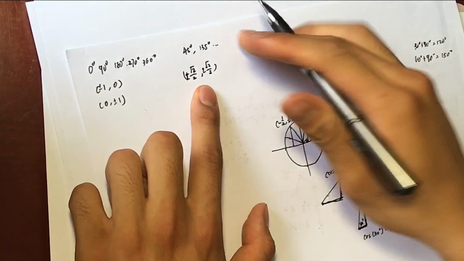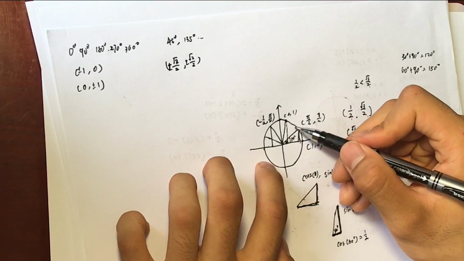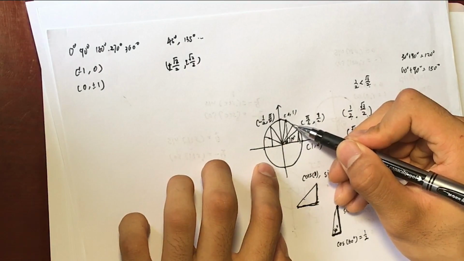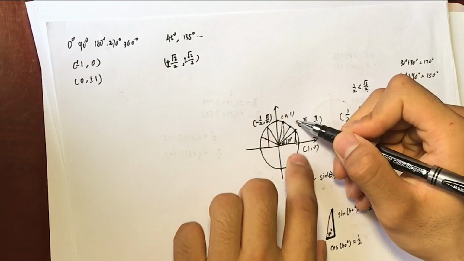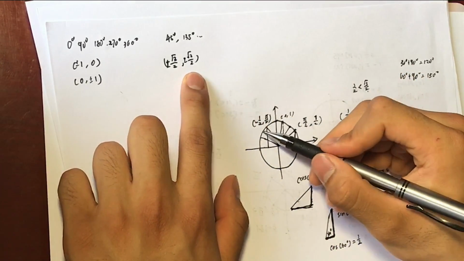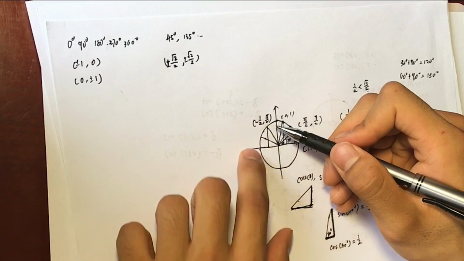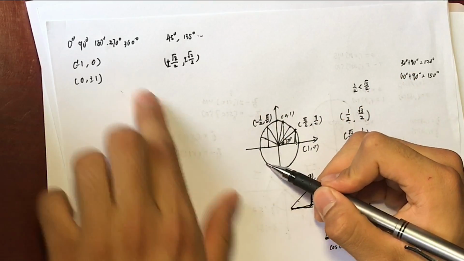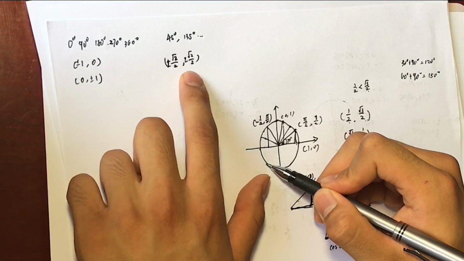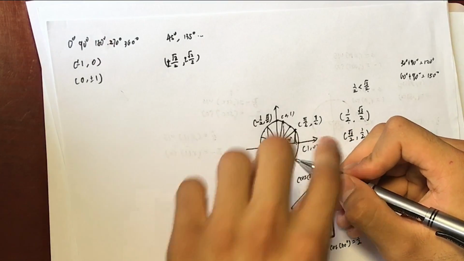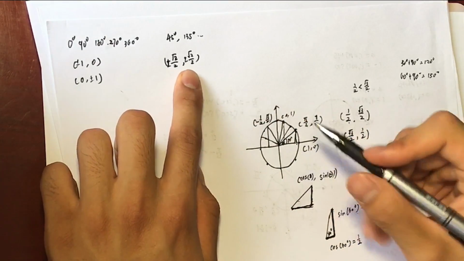4 values, 4 angles. So this is halfway between 0 and 90, right? 45. So first quadrant, root 2 over 2, root 2 over 2. Second quadrant, negative root 2 over 2, root 2 over 2. Third quadrant, both values are negative. Negative root 2 over 2, negative root 2 over 2. Fourth quadrant, positive root 2 over 2 and negative root 2 over 2.